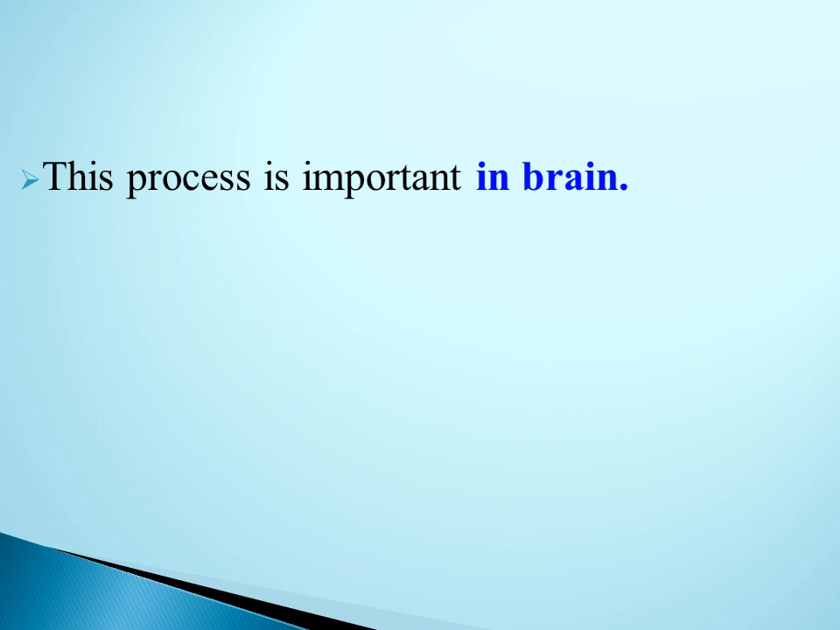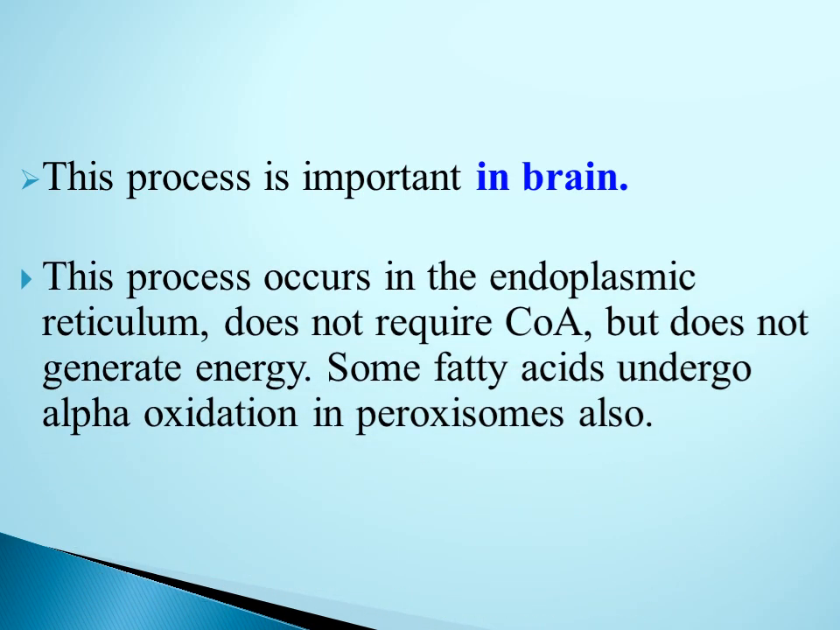Alpha oxidation of phytanic acid is a very important process in the brain. If there is a defect in alpha oxidation of phytanic acid, it leads to accumulation of phytanic acid in the brain and subsequent development of Refsum's disease. So to prevent the occurrence of Refsum's disease, alpha oxidation of phytanic acid must be normal. This process occurs mainly in the endoplasmic reticulum. It doesn't require coenzyme A and it doesn't generate energy also. Some fatty acids undergo alpha oxidation in peroxisomes also.